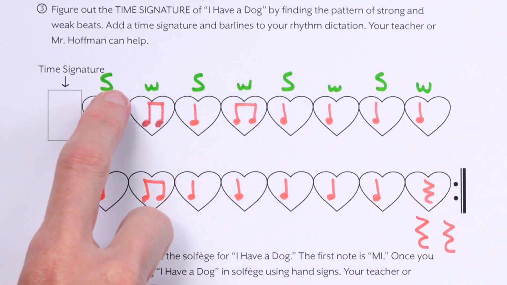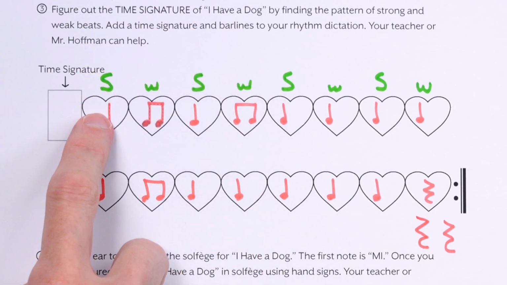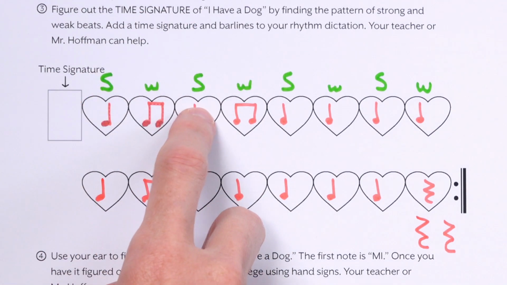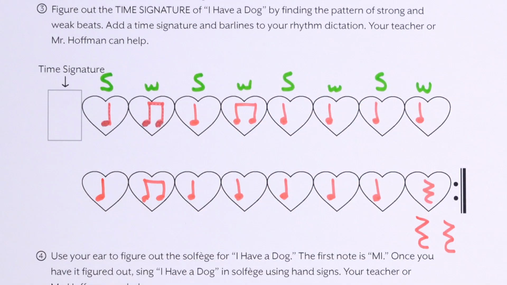What I hear in this is a pattern of strong, weak, strong, weak. I have a dog and his name is Rover.